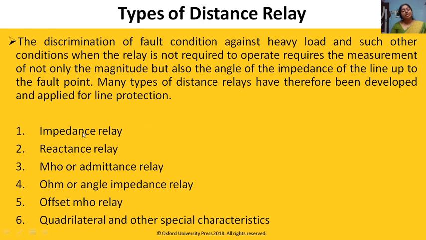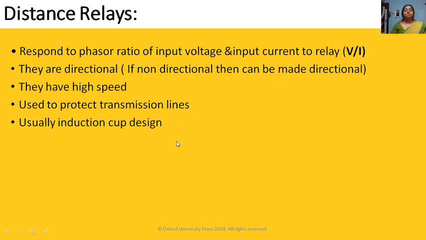Out of these, impedance relay, reactance relay and mho relay are the important relays. These distance relays respond to the phasor ratio of input voltage and input current to the relay. They are directional. Some relays are not directional, but they can be made directional because we require a directional feature of the distance relay. They have high speed. They are used to protect short, medium and long transmission lines. They have usually induction cup design.